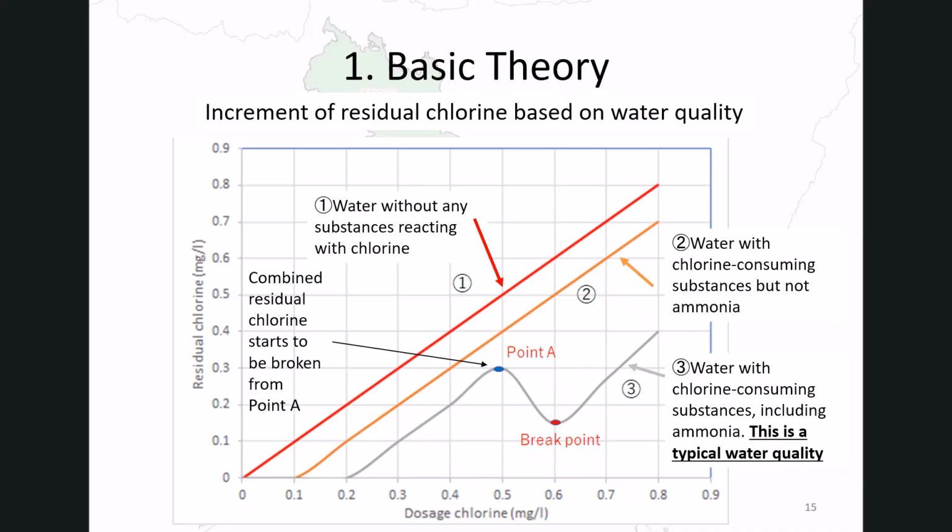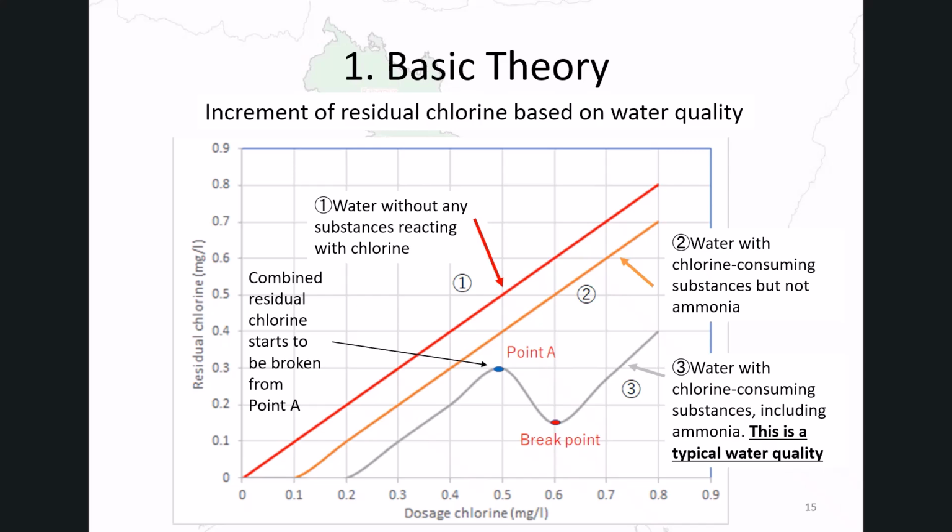This graph explains how residual chlorine increases differently depending on the quality of the water. The three lines marked 1, 2, and 3 represent three typical raw water conditions, and each responds to chlorine dosage in a different way. Line 1 represents typical water quality without significant ammonia or strong reducing substances. In this case, residual chlorine increases almost directly with dosage because little chlorine is consumed by side reactions.